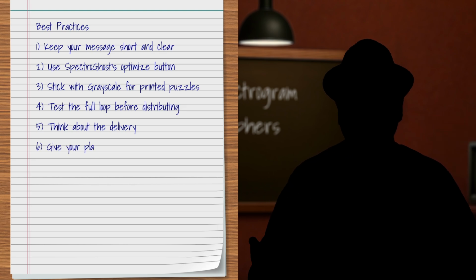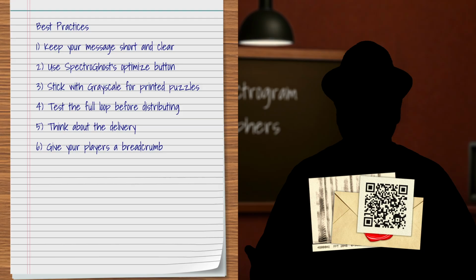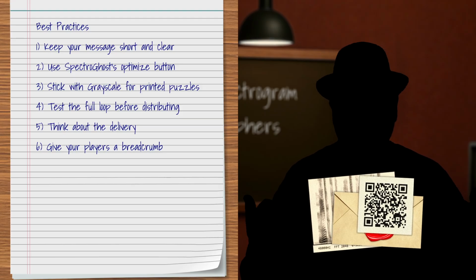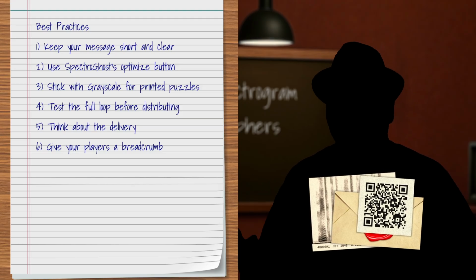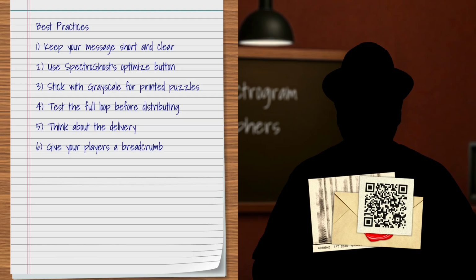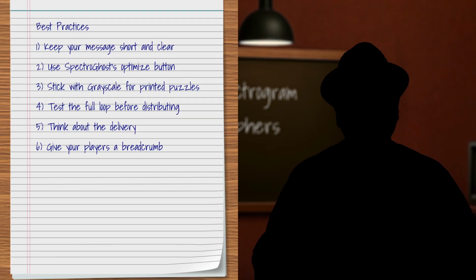Sixth, give your players a breadcrumb. A QR code linking to ReSounder, a note that says this image speaks, or a URL printed in the corner, or something that gives them a clue as to how to decode this and what they're going to do with it. Don't make them guess that they need to find some spectrogram inversion tool on the internet. Let the challenge be the content of the message, not the mechanics of decoding it.